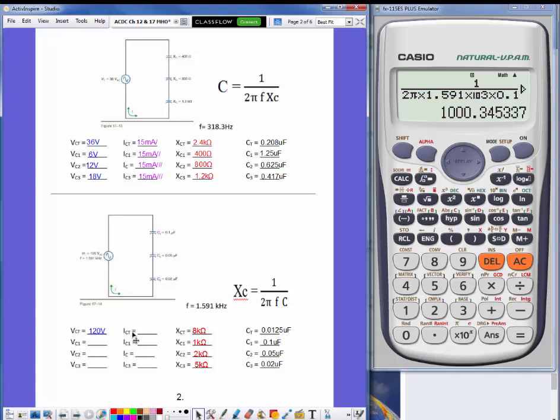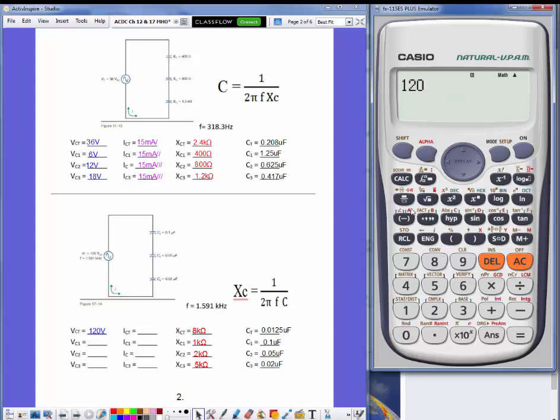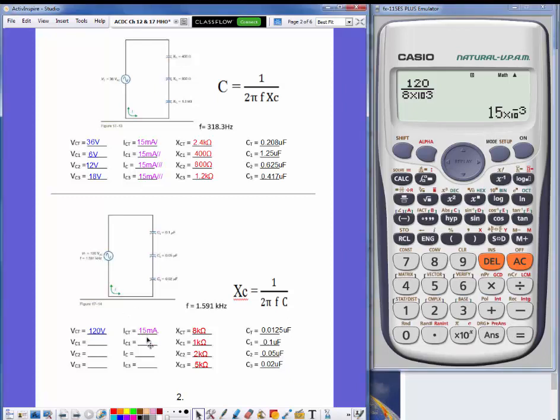Now my next step would be to find my total current. I just use Ohm's law. Remember, you can use Ohm's law for these. So it's 120 volts over 8 times 10 to the third ohms, giving me a total current of 15 milliamps. Again, current stays the same in parallel. Current stays the same in series. So I can just keep it the same and enter them all in.